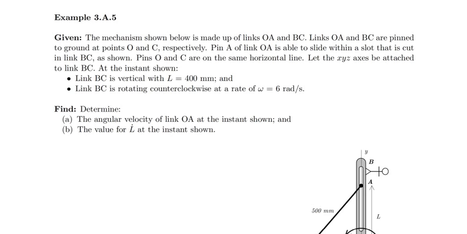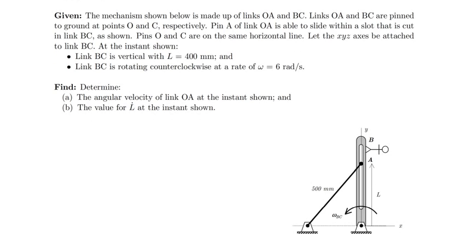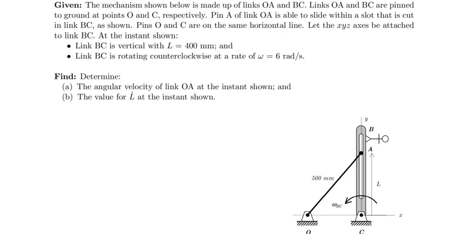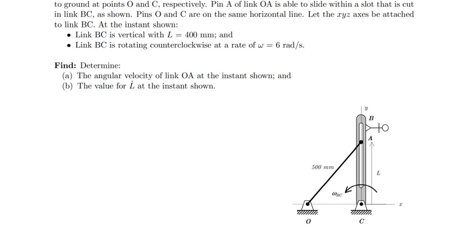Okay, so this is a great little example here. What we have is a mechanism made up of links OA and BC, and we're told that links OA and BC are pinned to ground at points O and C respectively, and that pin A of link OA is able to slide within a slot that is cut in link BC as shown.